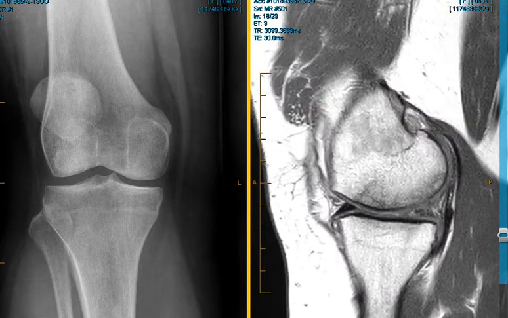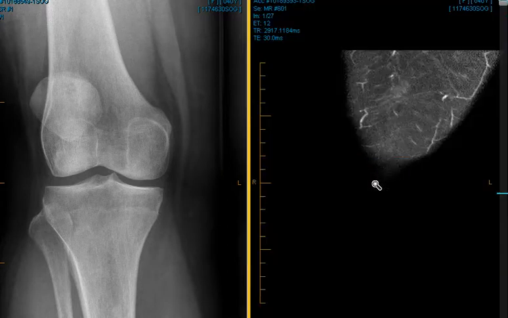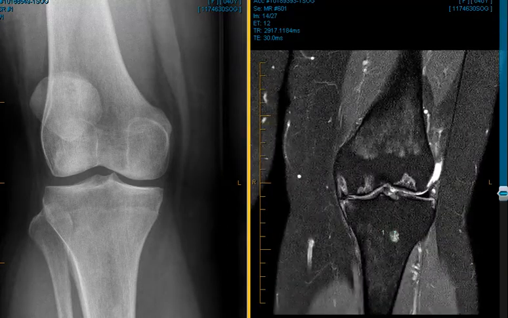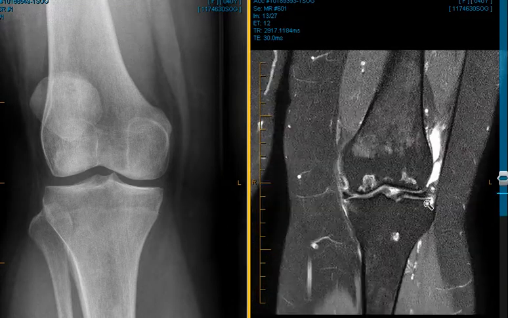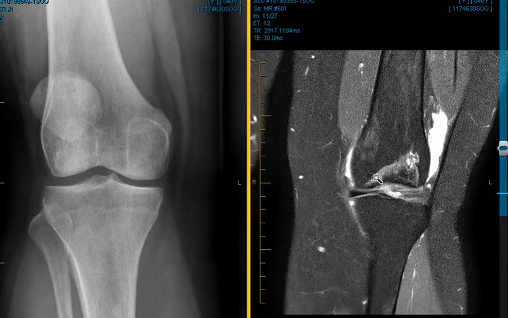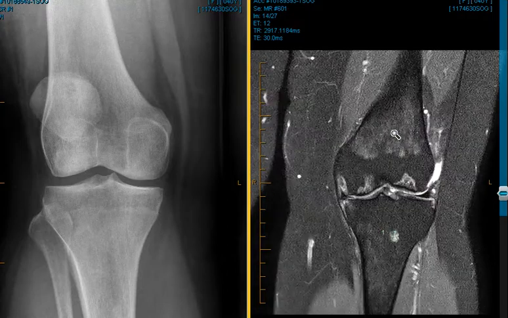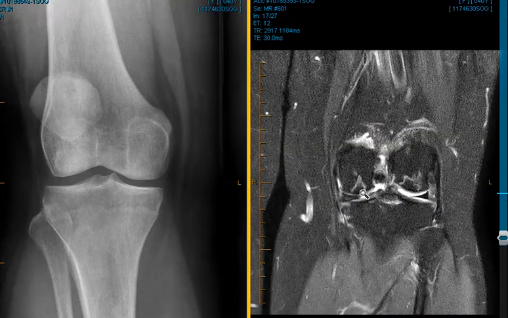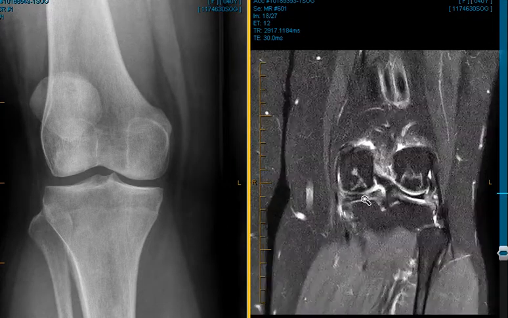avascular necrosis. Now here's another view to look at this. This is a different sequence where fat is suppressed, and this really jumps out even more. The area of abnormal signal now is bright on the background of dark marrow. And this is that tear of the meniscus. That little bright spot there is where the meniscus is torn.